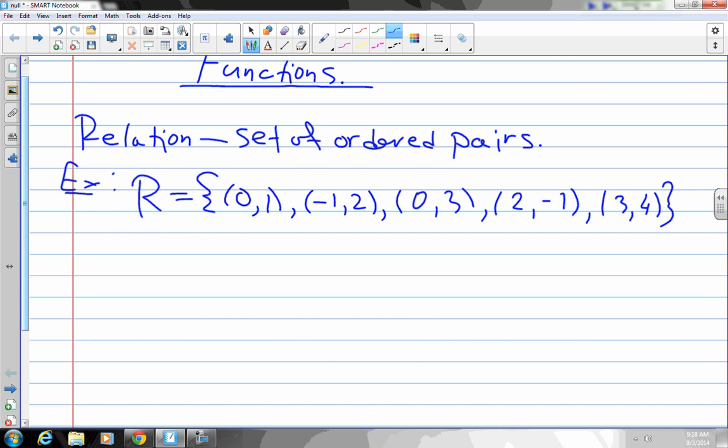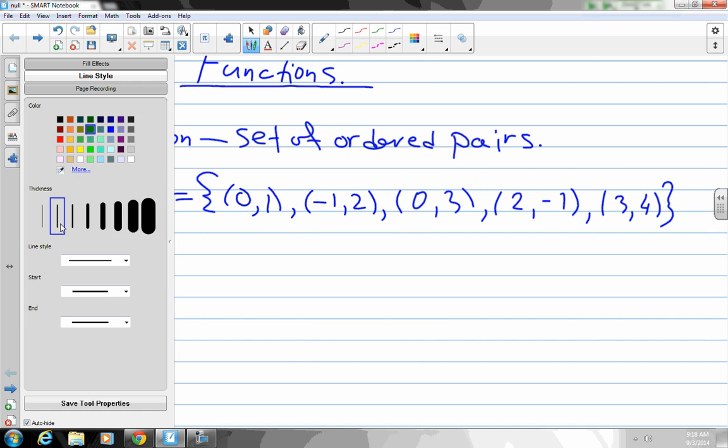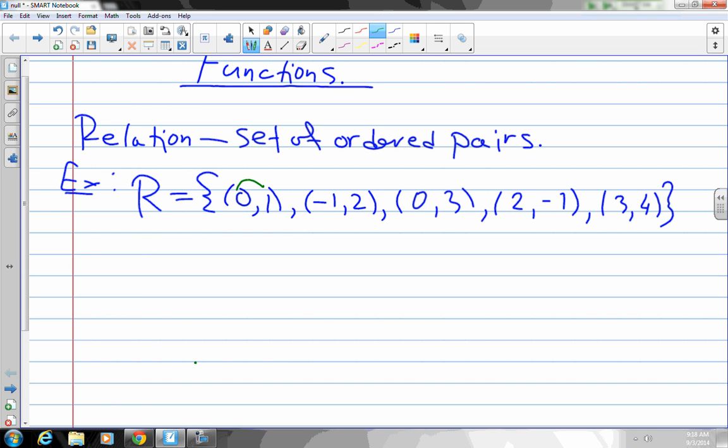What this tells me right now is that for whatever reason, 0 relates to 1. So if you see an ordered pair written as (0, 1), that means 0 relates to 1, -1 relates to 2, 0 relates to 3, 2 relates to -1, 3 relates to 4. Okay? Now, if 3 relates to 4, that does not mean that 4 relates to 3. It's not a two-way street.